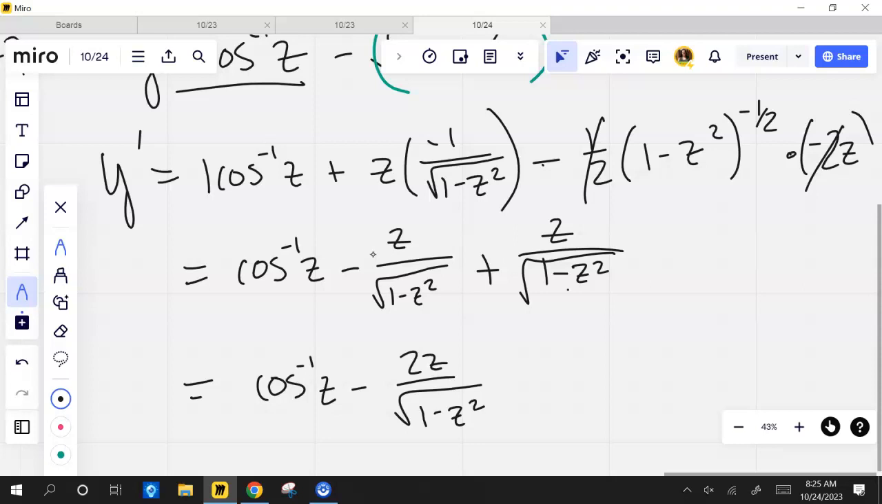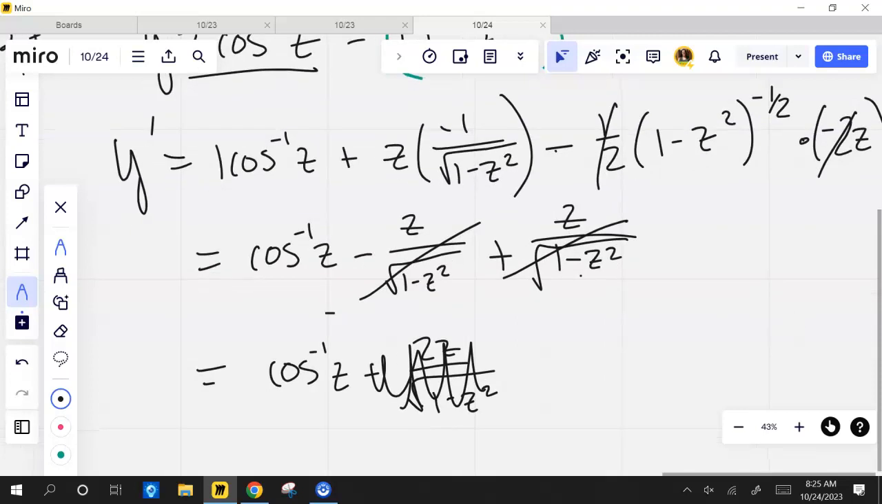Oh, no, stop. Nobody caught that. Those cancel. It's just inverse cosine z. But look at what it equals. That is, they just got in a different order. These canceled. Yeah.